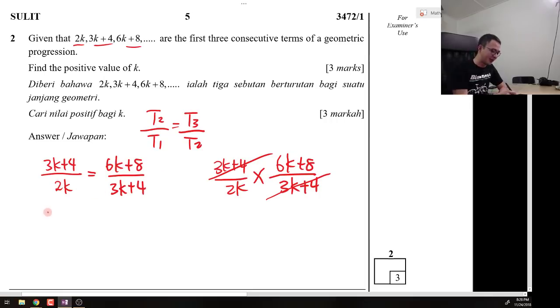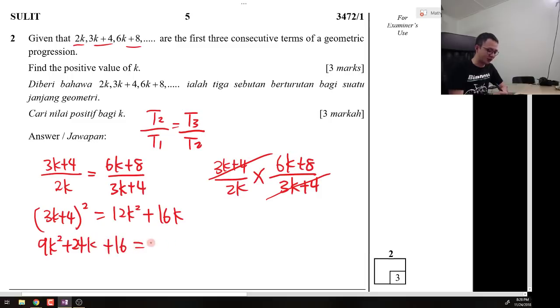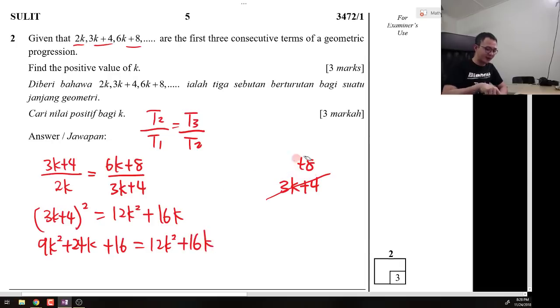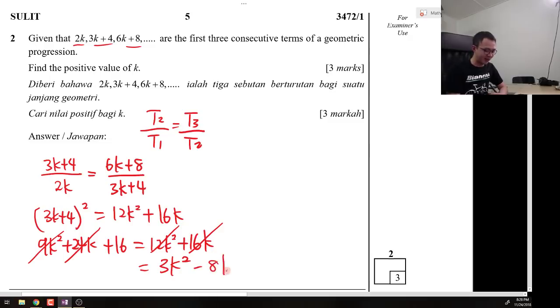So therefore, here we will get 3k plus 4 squared, and here I will multiply to get 12k squared plus 16k. Alright, expand this one: 9k squared plus 24k plus 16 equals 12k squared plus 16k. Then there's a lot of quadratic work you need to do, so I will solve the k squared first, 3k squared. And then I solve the 24k and 16k, I have minus 8k, plus 16 and minus 16. Alright, then I will solve this one.